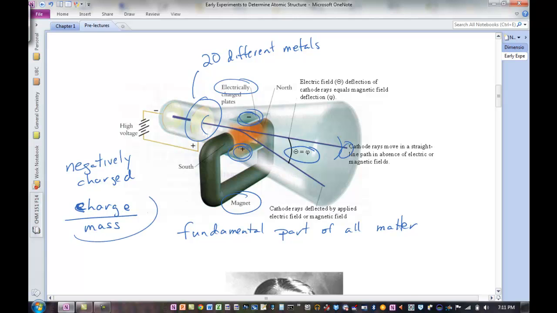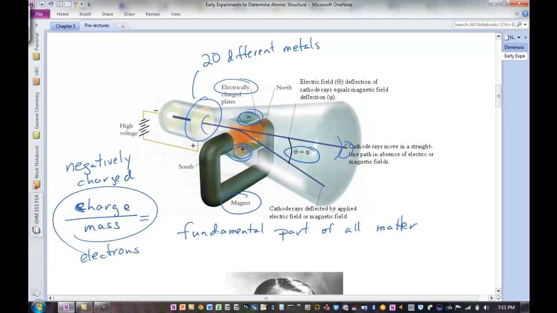So anyway, I want you to know the experimental setup, because this experimental setup is pretty neat. This is a pretty sophisticated experiment for the late 1800s. But the most important thing I want you to know is the important discoveries. One was the charge to mass ratio of an electron. And yes, we now know these negatively charged particles as electrons.